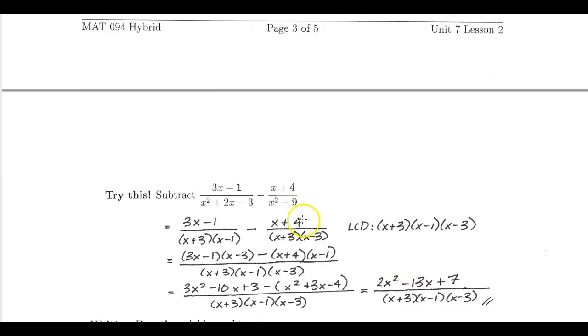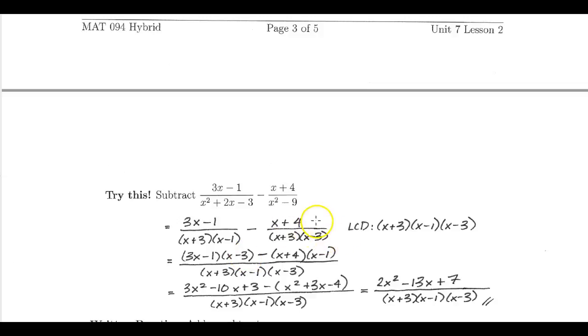So here we have, the first denominator factors to (x plus 3) times (x minus 1), and the second denominator factors to (x plus 3) times (x minus 3). So I need an x plus 3, an x minus 1, and an x minus 3. So I did some things a little bit quick here. To build up the first fraction to the least common denominator, I needed to multiply the numerator and denominator by x minus 3. So I do that here.